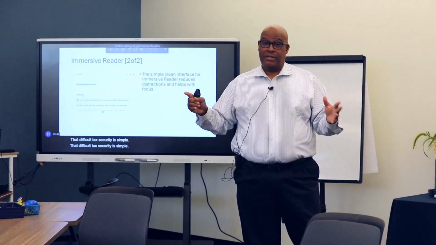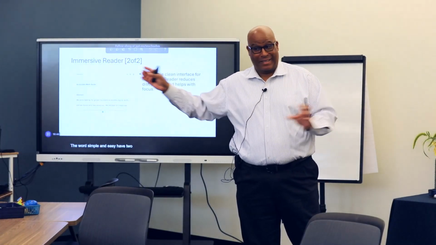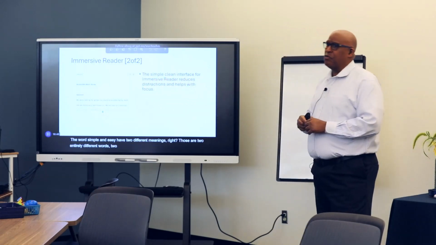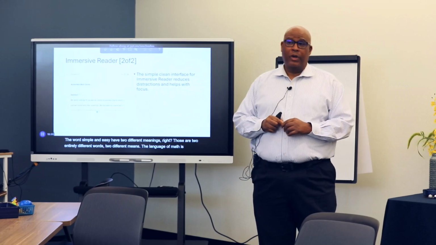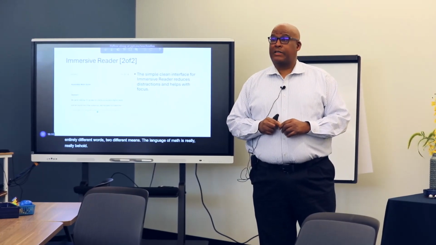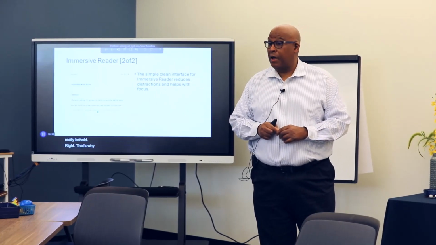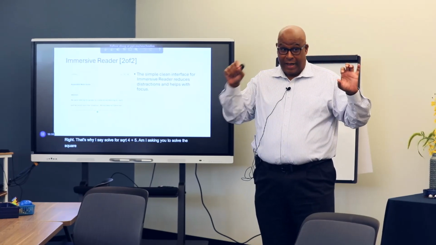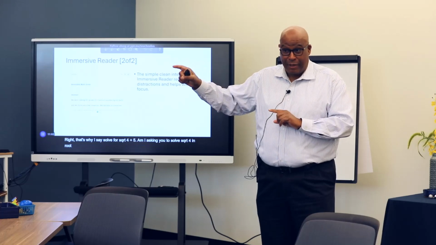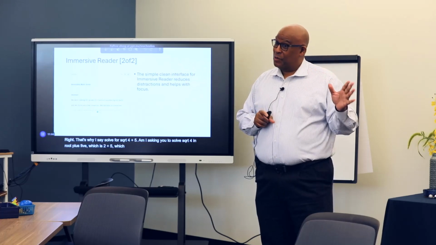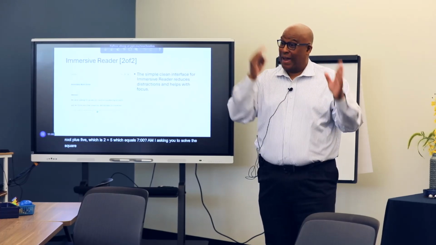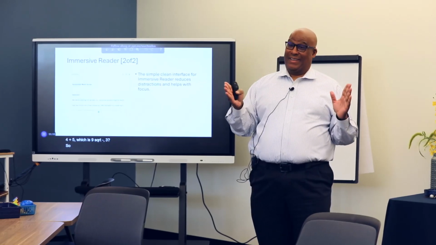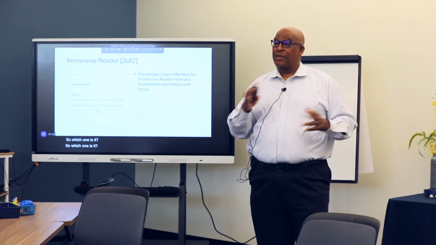The words simple and easy have two different meanings, right? Those are two entirely different words. The language of math is really the holdup, right? Because if I say solve for the square root of 4 plus 5, am I asking you to solve the square root of 4, which is 2, plus 5, which equals 7? Or am I asking you to solve the square root of 4 plus 5, which is 9? Square root of 9 is 3. So, which one is it? It's two entirely different answers.